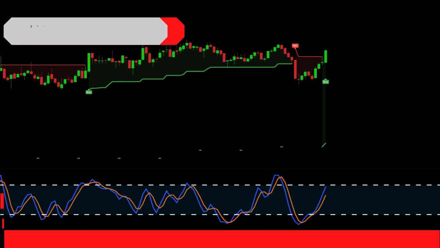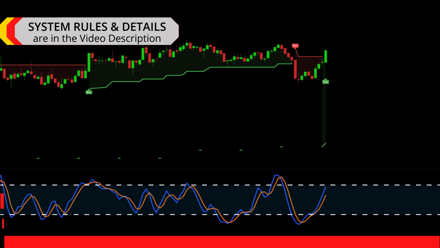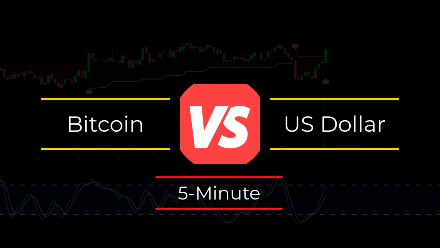Let's go over entry criteria and review some examples. As always, system rules and details are listed in the description below. This chart is Bitcoin versus the US dollar 5-minute candles.